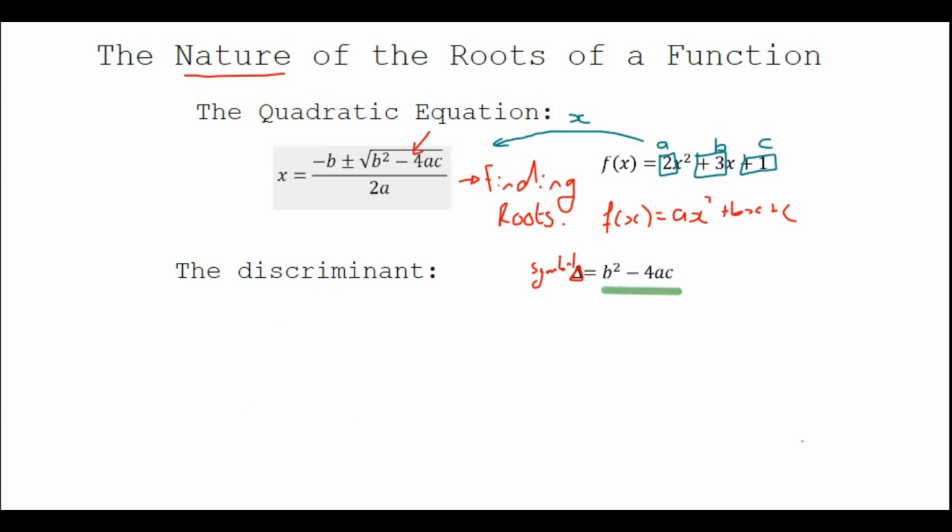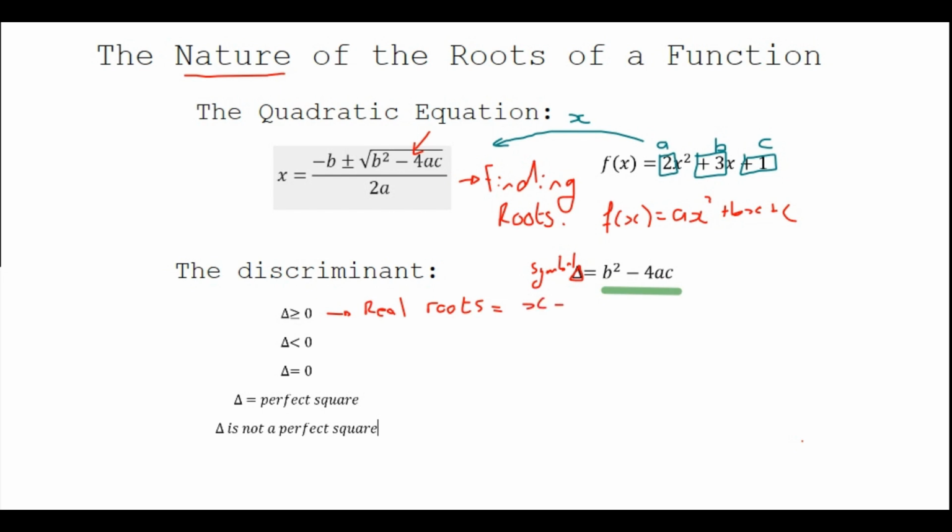Now, looking at that, we can discuss what the roots would actually be without solving them. So, if delta is greater than 0 over here, that means we have real roots. And having real roots simply means that we have x-intercepts. They exist. The graph would cut the x-axis. That's what that means. So, if delta is greater than 0, cool, we have real roots.